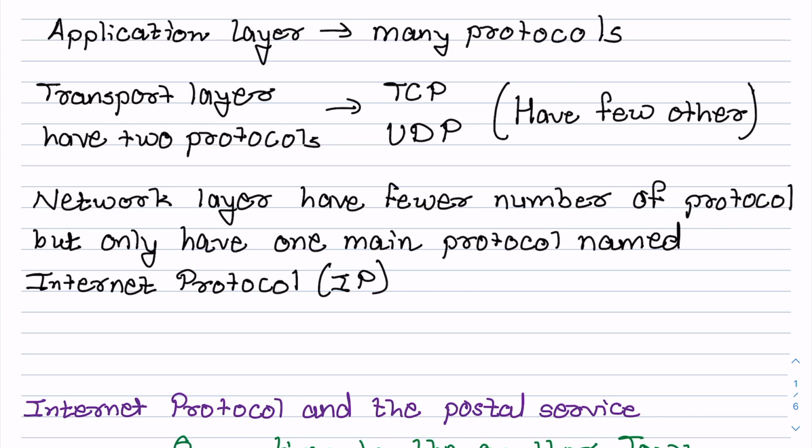We already know that the application layer has many protocols like HTTP and all that stuff. We mostly use HTTP for websites and for requesting something from the server. For the transport layer, we have TCP and UDP along with a few other protocols. And for the network layer, we have a few protocols, but the main protocol of the network layer is IP, which is the Internet Protocol.